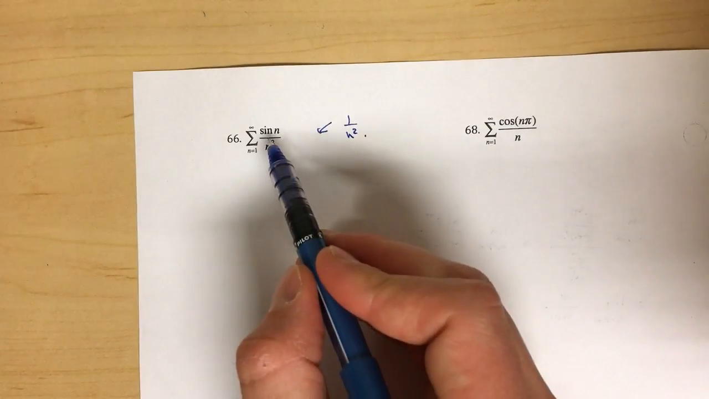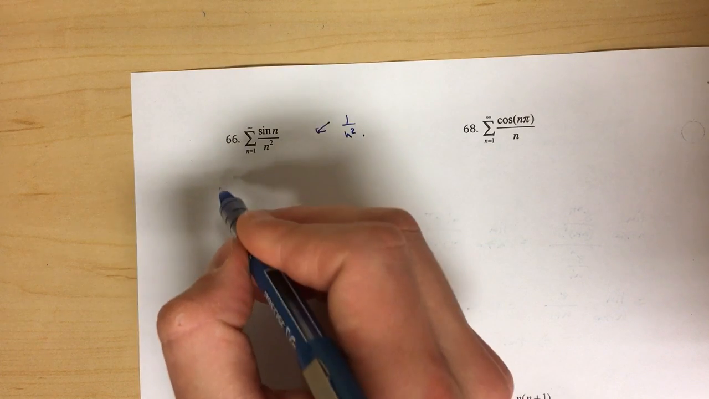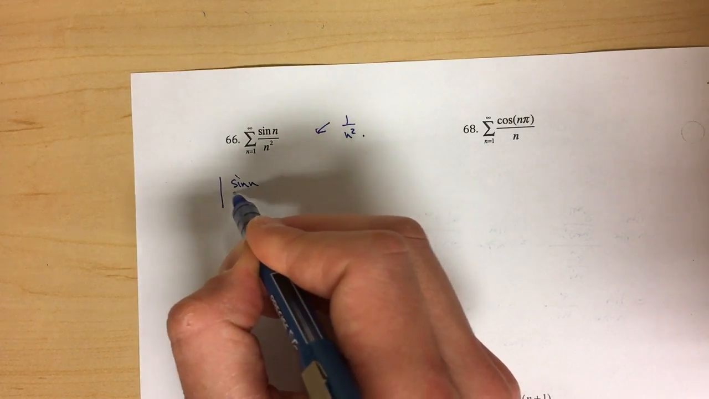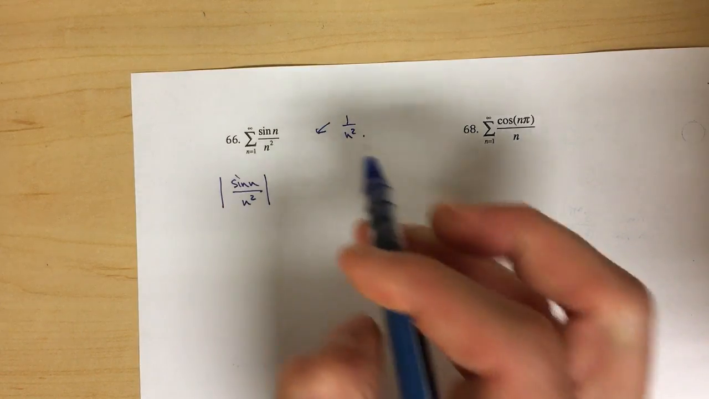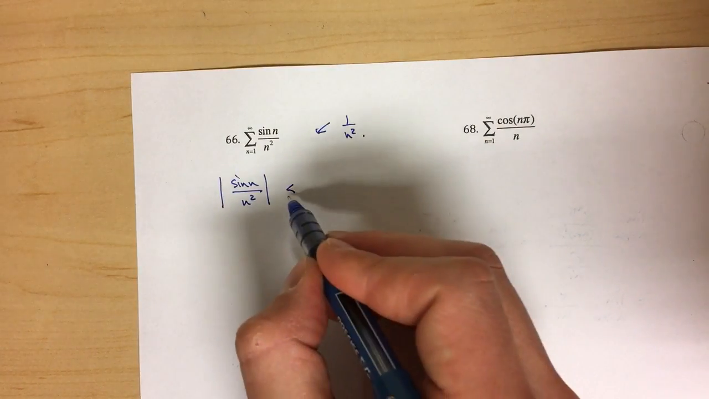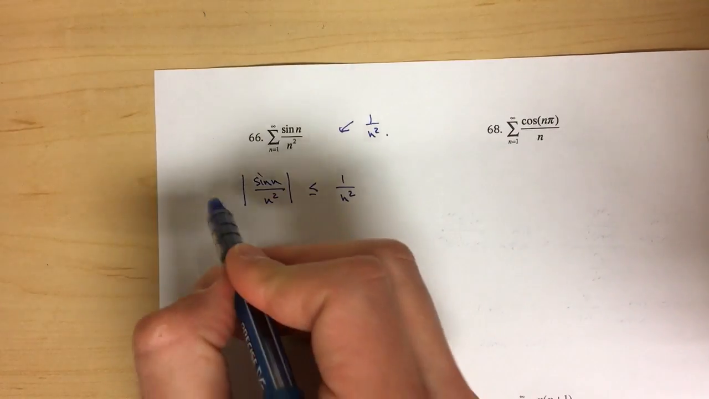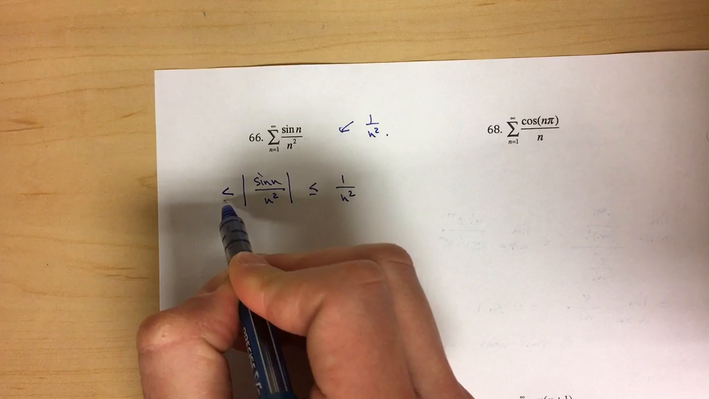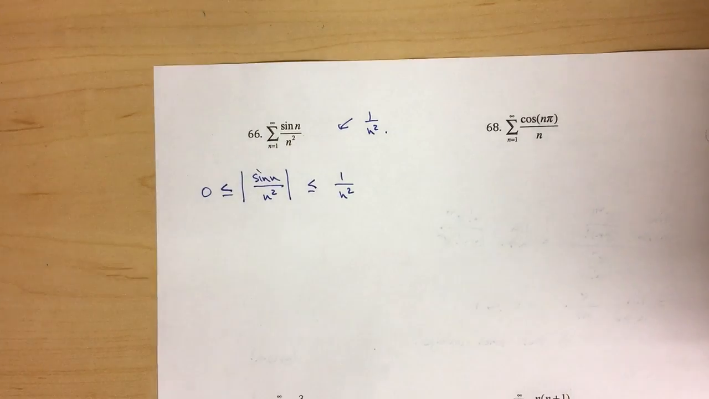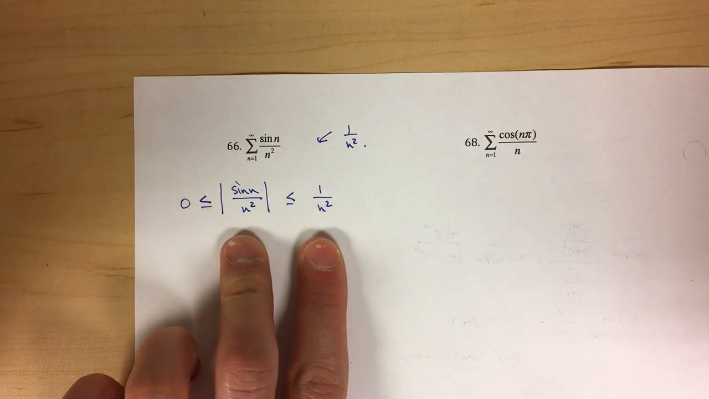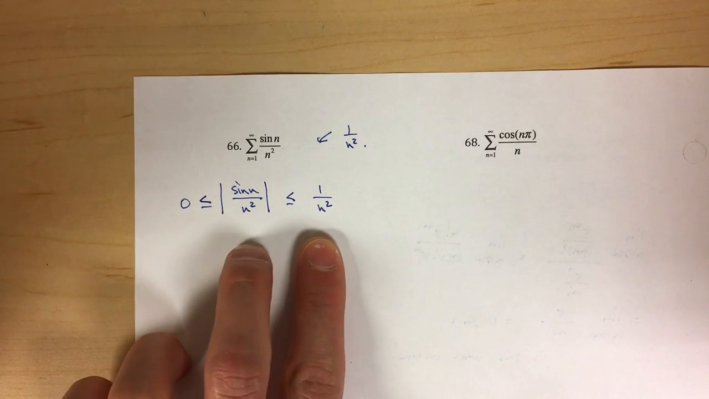So I think that this is going to behave like 1 over n squared, and I'm going to try direct comparison. So what I'm going to do is I'm going to say, you know what? The absolute value of sine n over n squared is less than or equal to 1 over n squared. And it is greater than or equal to 0. Right? Direct comparison requires that the two sequences be positive, and now they are, and that's good.